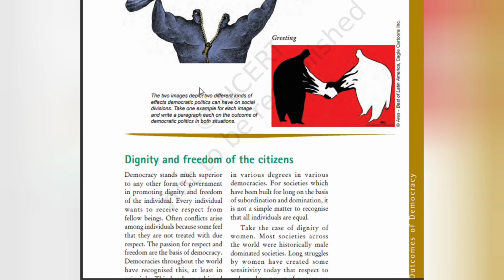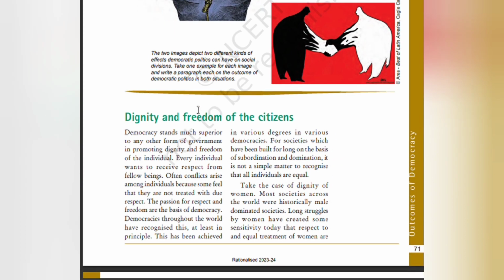Two images depict two different kinds of effects democratic politics can have on social divisions. Take one example for each image and write a paragraph each on the role of democratic politics in both situations. Dignity and freedom of the citizen.